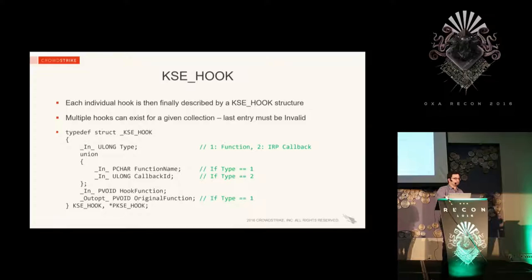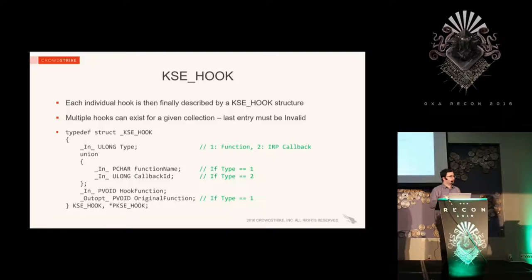You then pass in the address of your function that's going to be hooking that thing. So the hook function there, that PVOID, is a pointer to your hook. And in original function, you get a pointer back to the original function that got hooked. The idea being that if you do want to hook the original function, you call original function and then, you know, life goes on. But that is only filled out if this is a function hook. If this is an IRP callback hook, that actually doesn't get filled out. So we're going to have a problem. We're going to see how to deal with that.